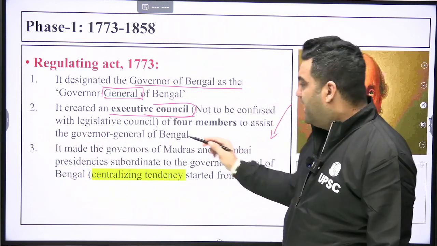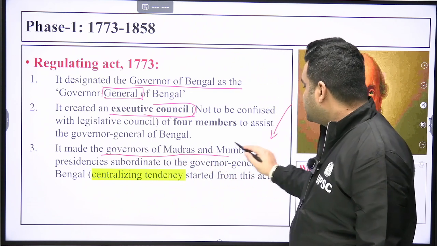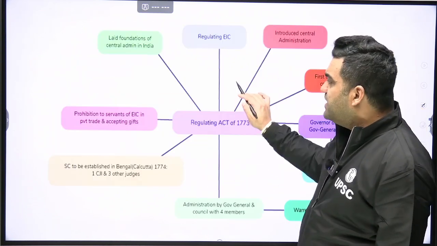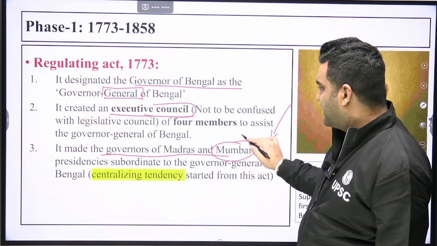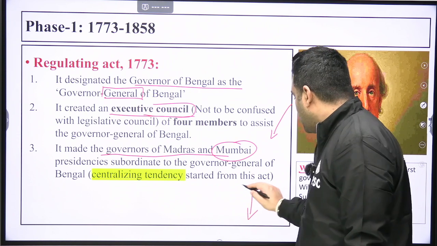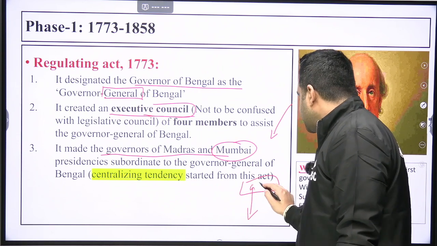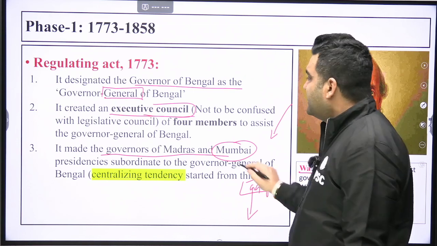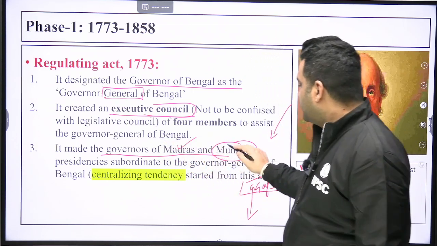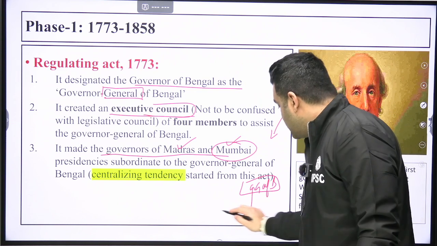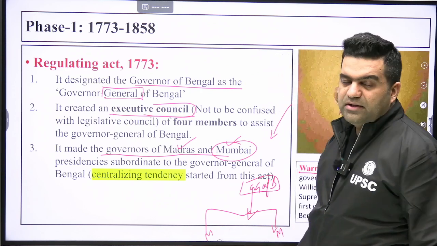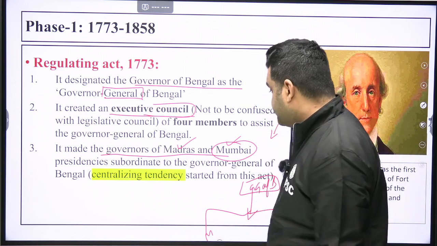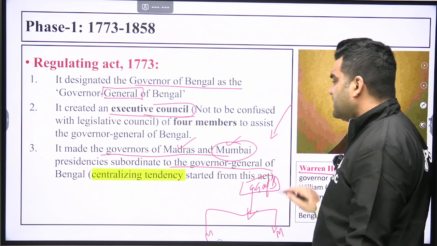It made the governors of Madras and Bombay subservient to the Governor General. I had incorporated a diagram also. Anyways, you can quickly draw this in this manner. The Governor General of Bengal had the authority over the governors of Madras and Bombay as well. These governors were placed under the Governor General of Bengal. They were subordinate to the Governor General.